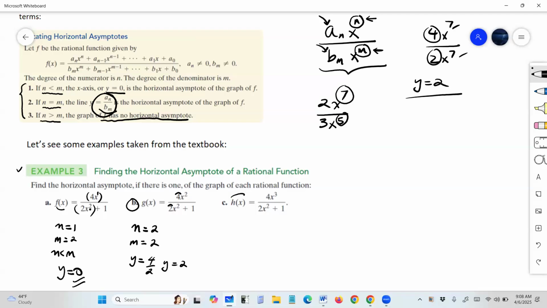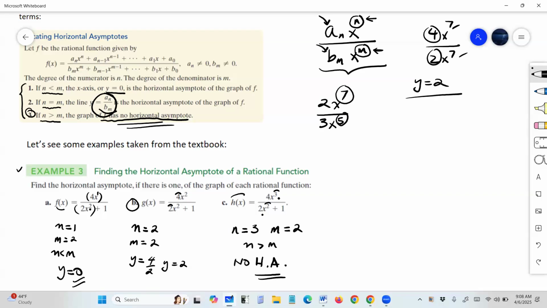Let's see the third case. Again, it's already in fully expanded form. So this is the leading term of the numerator. This is the leading term of the denominator. So my n is the exponent of the leading term, which is 3. And m is the exponent of the leading term in the denominator, which is 2. In this case, n is greater than m. So this is my third case. We would say no horizontal asymptote.